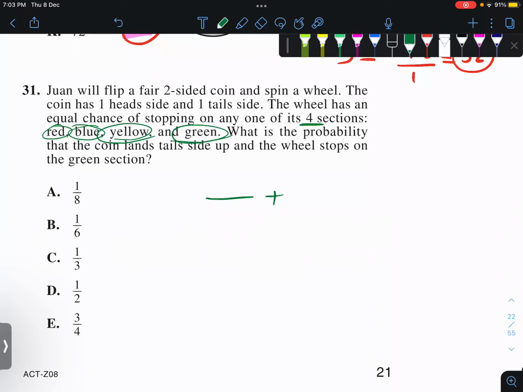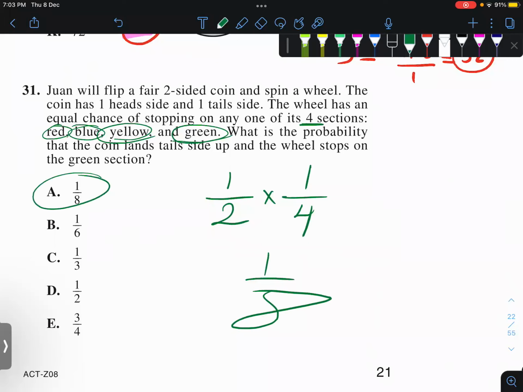Okay, so we have two independent events. That's why we have to multiply. First, the probability that the coin lands tails is 1 over 2. It's a two-sided coin, and it lands up on only one side of the 2 sides. And the wheel stops on green: we have 4 sections, and green is only 1 section, so it's 1 over 4. Multiplying, it's 1 over 8, and the answer is A.